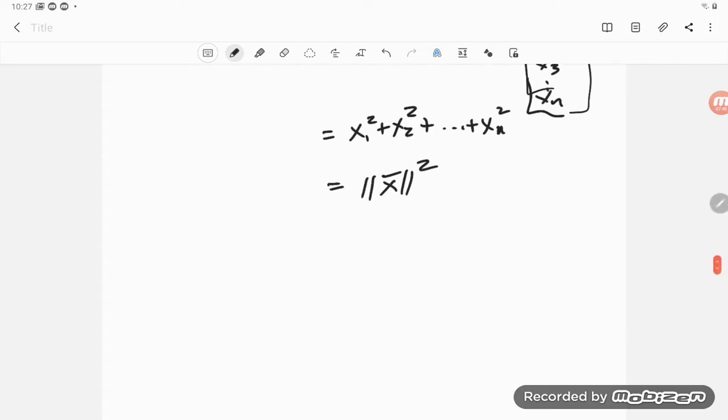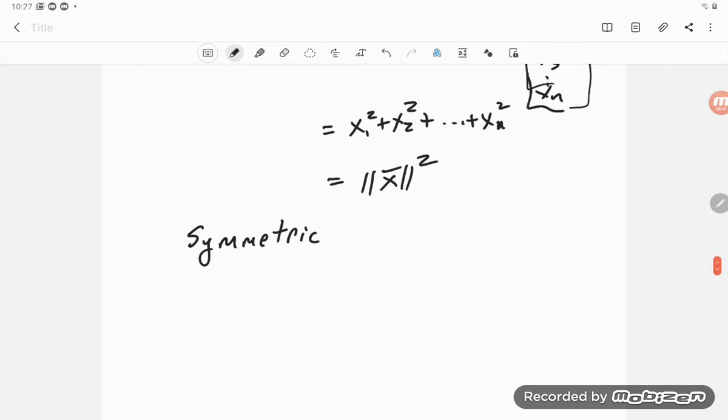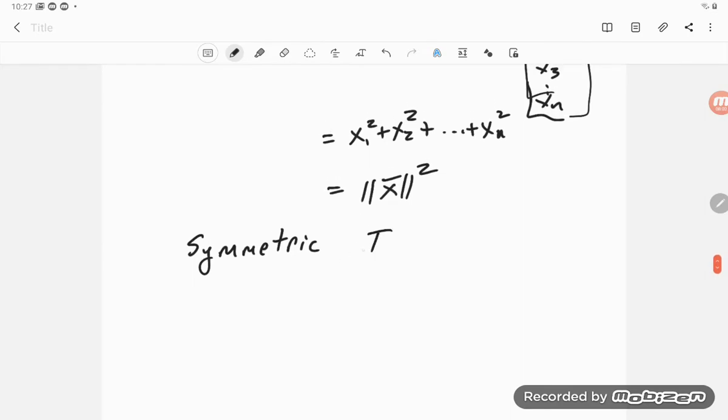Then we've got symmetric. And the reason we do transposes before symmetric is that, A doesn't look like an A to me. Try that again.